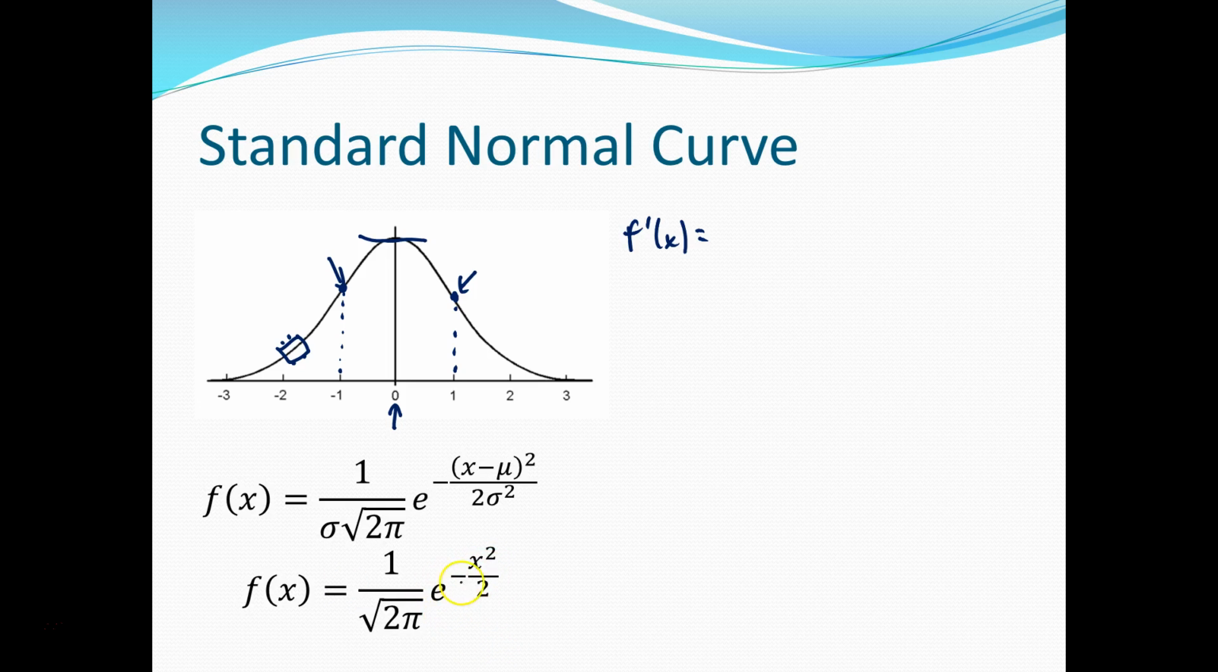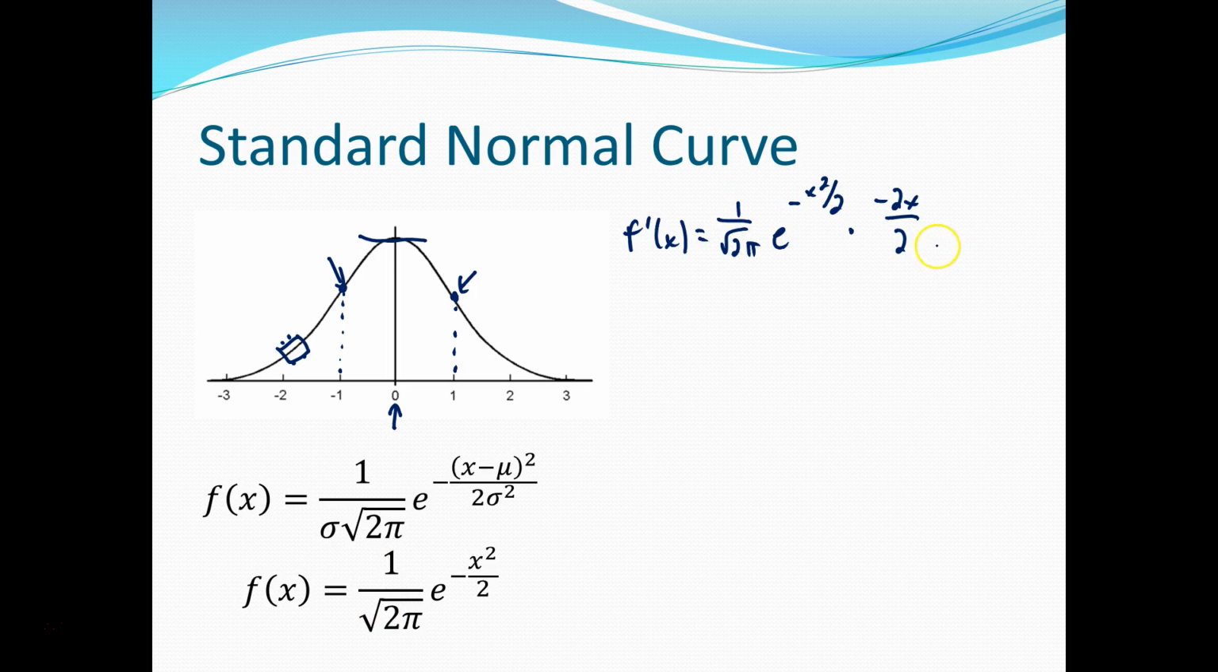So e to the x is just its own derivative, so I'm just going to leave e to the negative x squared over 2 alone. Then I have to multiply by the derivative of the baby. So x squared over 2, that's just 1/2 x squared. So the 2 comes to the front, so it'll be negative 2x over 2. And then we have to leave that constant out in front, 1 over the square root of 2 pi.